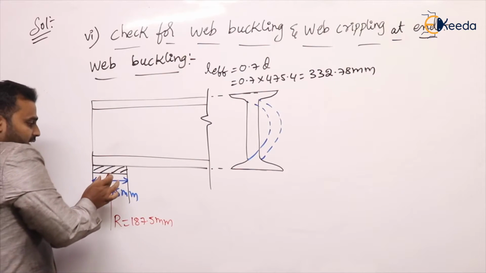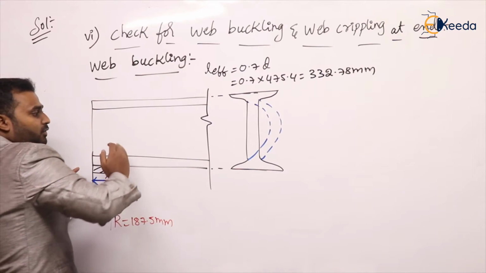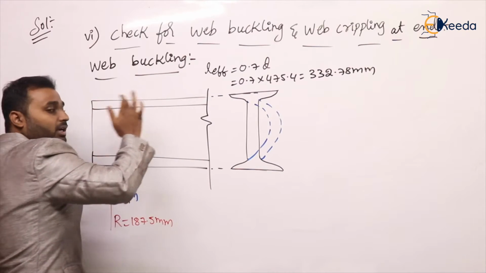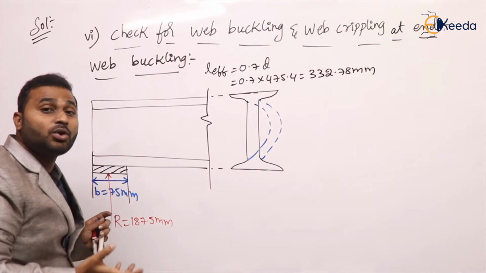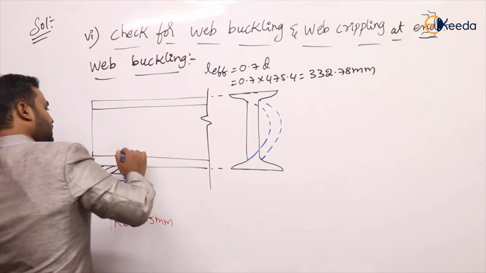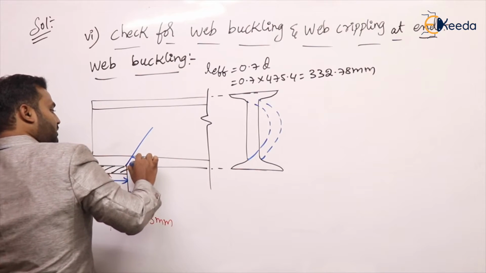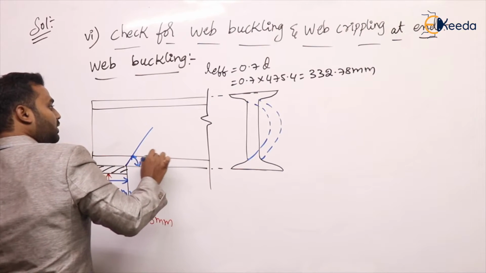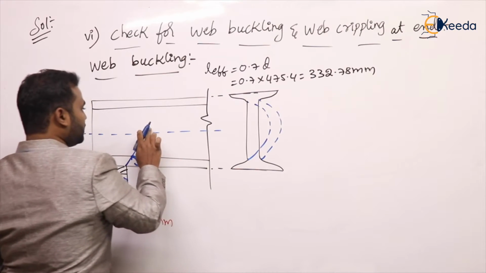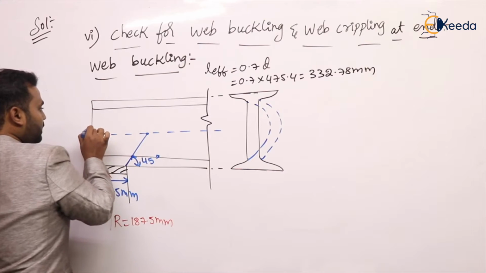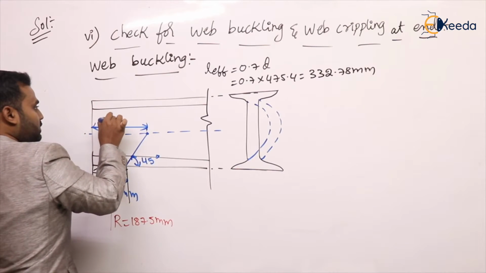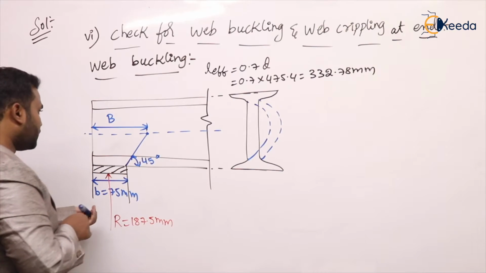The reaction is acting at this location on this area, and if you proceed towards the top of the section, or towards the top of the compression flange, then the area is going to increase. The dispersion line we assume is this one, having an angle of 45 degrees. So this is how it is going to disperse, and we are going to consider at the center. Now whatever the width is present at the center, that is known as B.